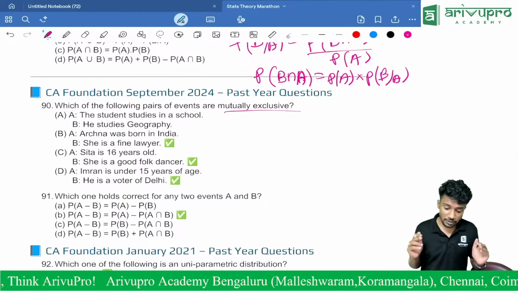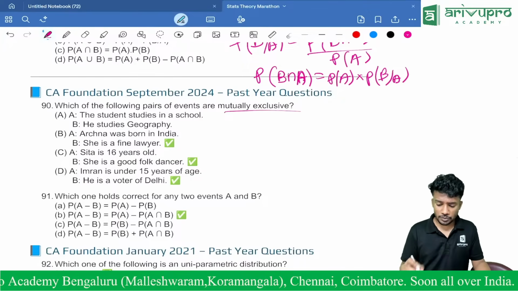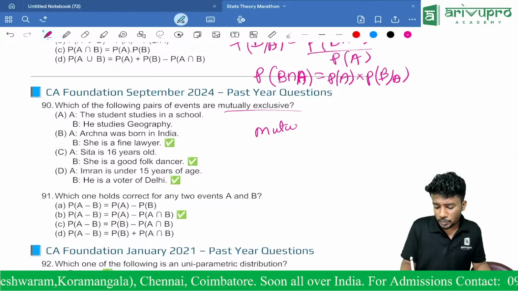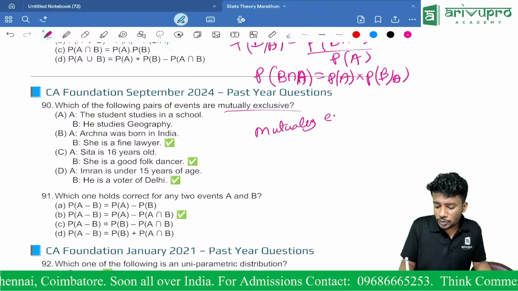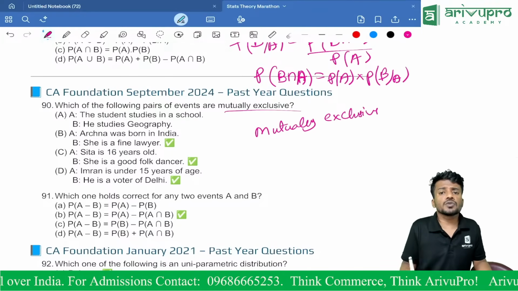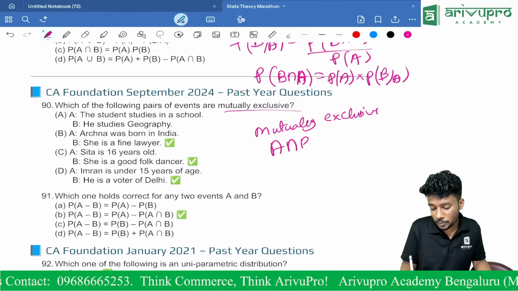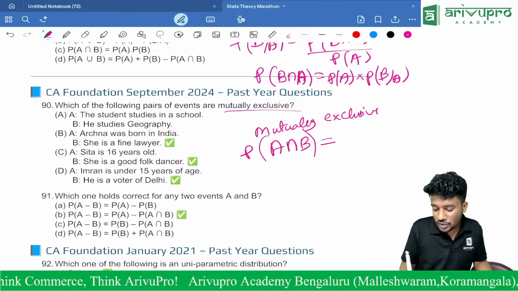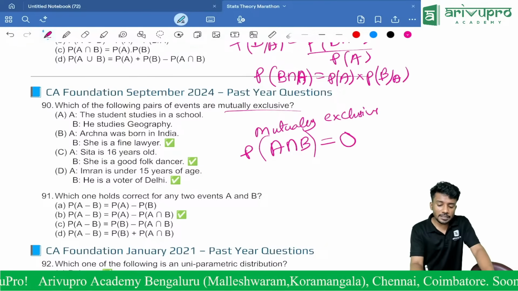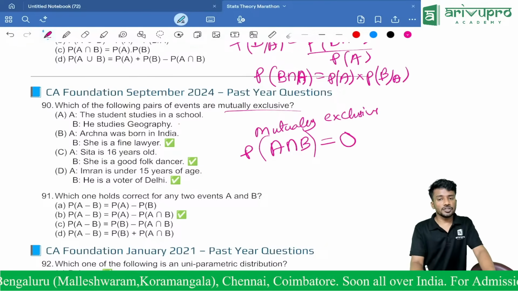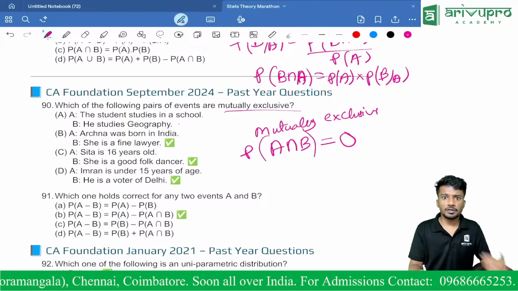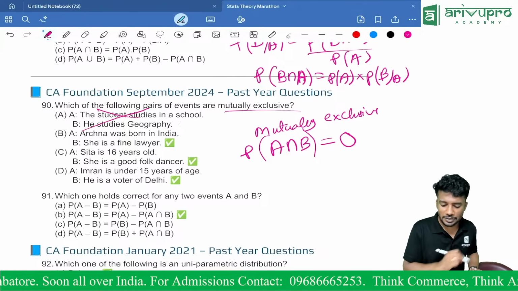Then, which of the following pairs of events are mutually exclusive? Mutually exclusive means their intersection, P of A intersection B, should be what? 0. A student studies in school. He studies geography. Are they mutually exclusive? No. He is studying in school only, right? That means it is not true.